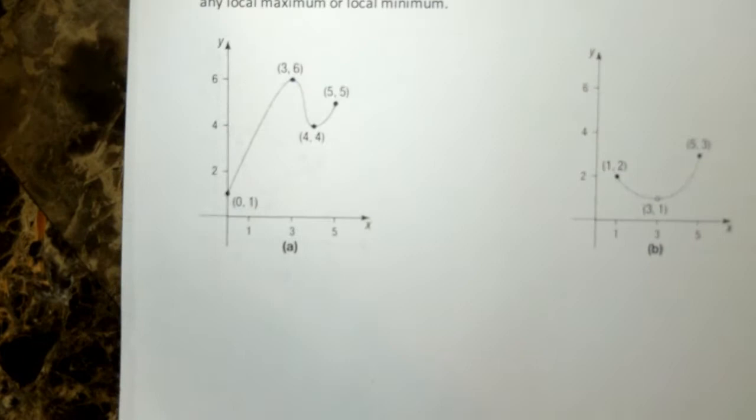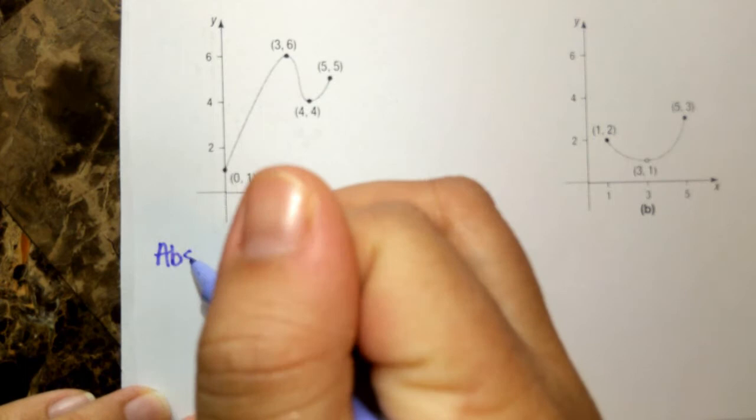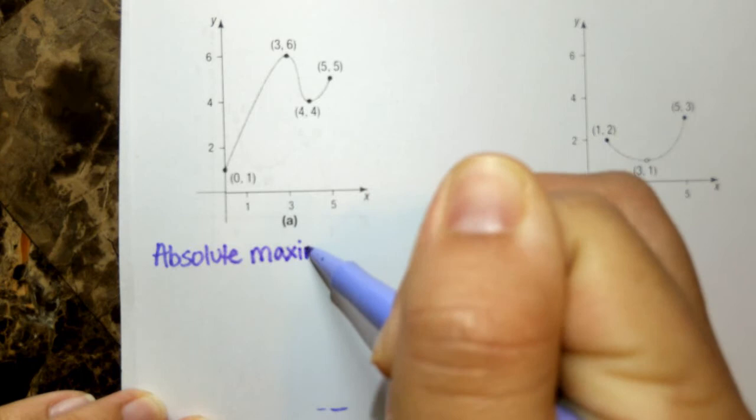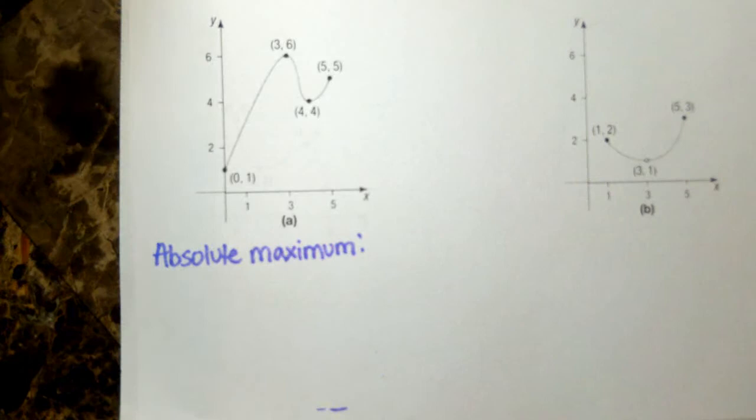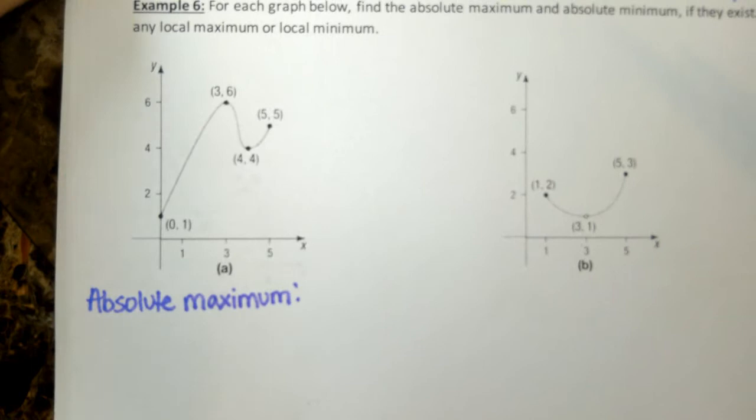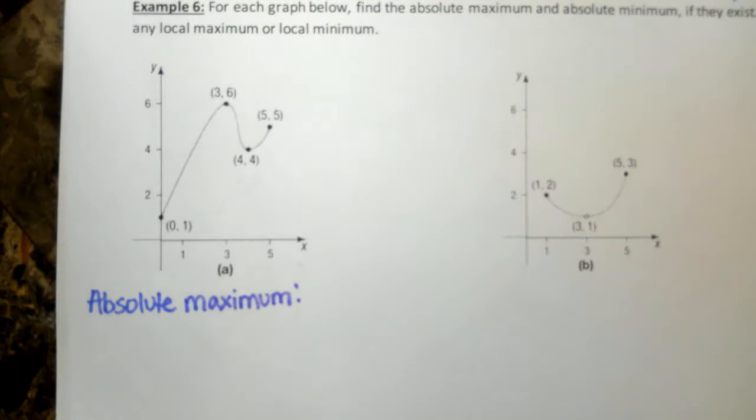The first thing I'm going to do is figure out what is the absolute maximum. Now all you're looking for is the greatest y value on this graph. Greatest y value also means the highest point. So looking at this graph, what is the highest point that you see overall from the entire graph? And most likely you will be able to tell that it is this point right here, 3, 6.